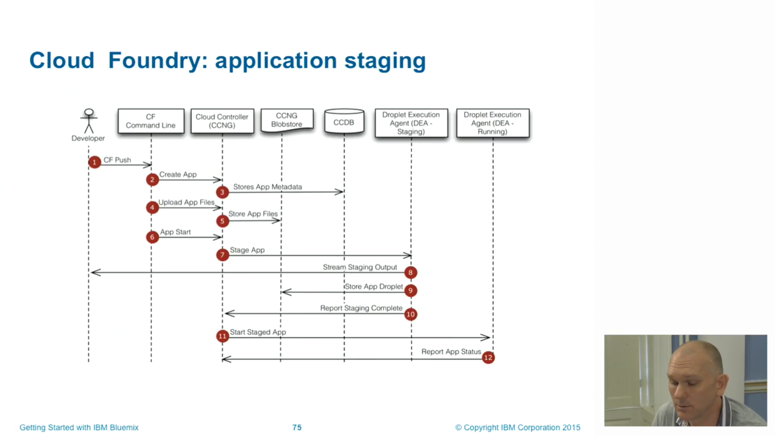They will get the droplet out of the object store, allocate it to one of the free containers, and tell that container to start up. And once that's happened, it will then report back to the Cloud Controller that the application is now running. And you'll get that notification back. And that's the process that happens when you push an application from the command line.